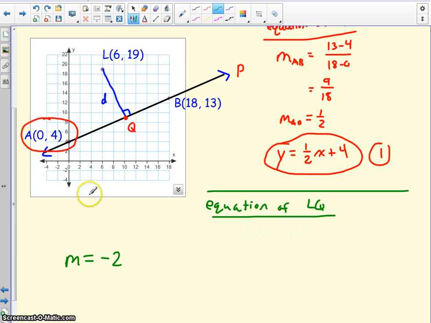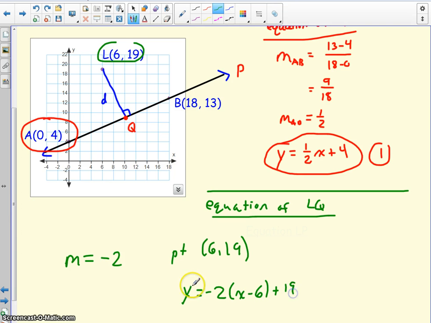So once I have that slope, I have the point L over here. So I can jump straight into creating point slope form. So y would be equal to negative 2, bracket x minus 6, plus 19. And there you have it, my second line.